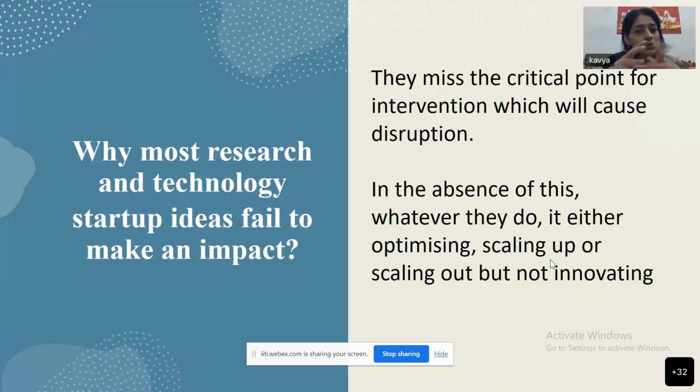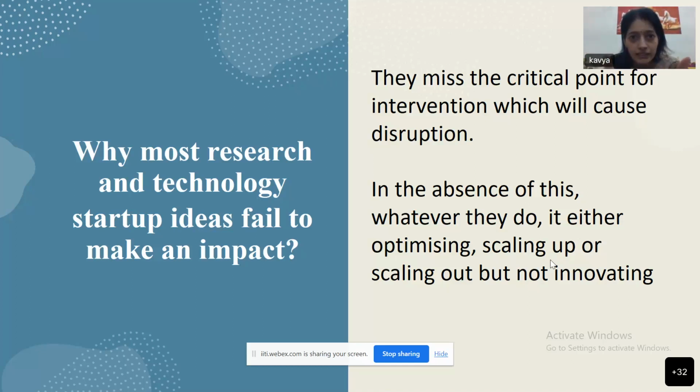So, why do most technology and startup ideas fail? I had already talked about it: they miss the critical point of intervention, which is going to cause the disruption. The disruption can be in the result, in the operation, in the function, in the efficiency, or in the return on investment. It does not necessarily have to be a very breakthrough type of research, but any disruption which makes it fruit bearing, better, safer.